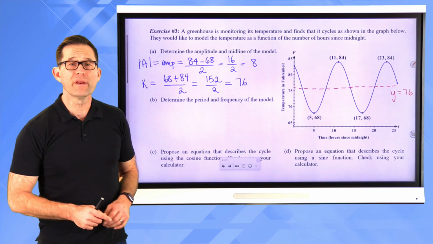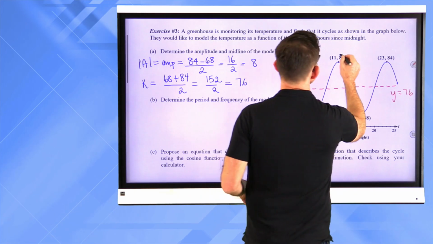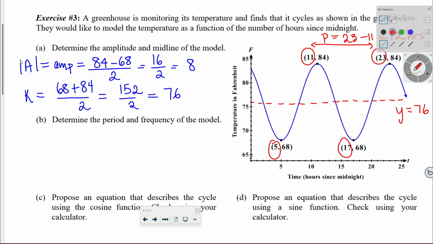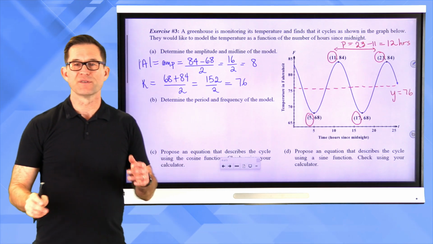Okay, well the period is simple enough. You could either use these 2 consecutive maximums or these 2 consecutive minimum x values. Might as well, since I'm up here, my period is going to be 23 minus 11, which is 12 hours. Kind of makes some sense, right? We're talking about a greenhouse. It probably fluctuates on some kind of daily basis, right, due to the sun.